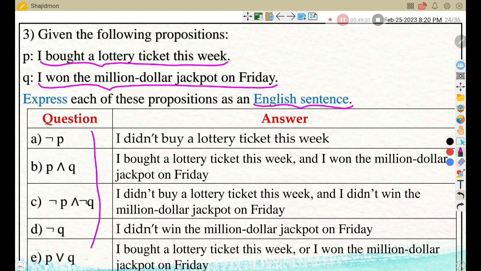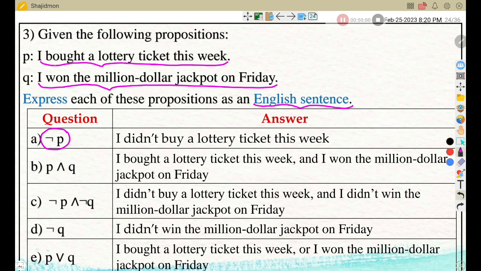See, I am given the proposition using logical connectives and propositional variables. What is the meaning? You write it in English, that is the question. So write, or express, each of these propositions as an English sentence. So first one, negation of P. P opposite, negation of P, correct?